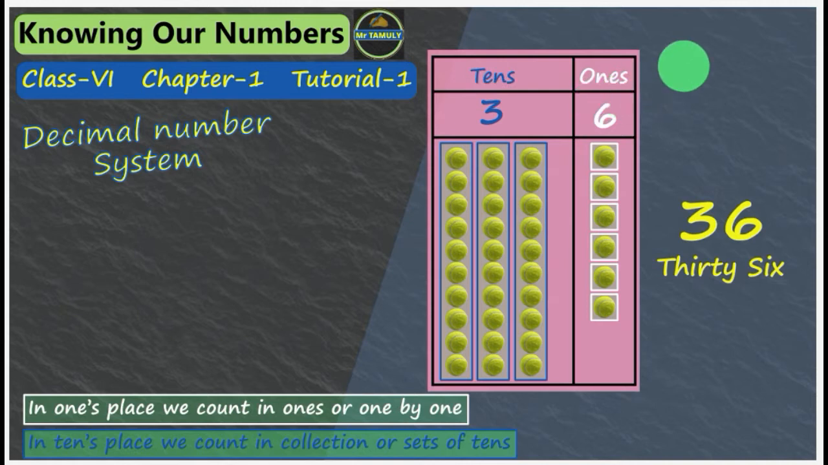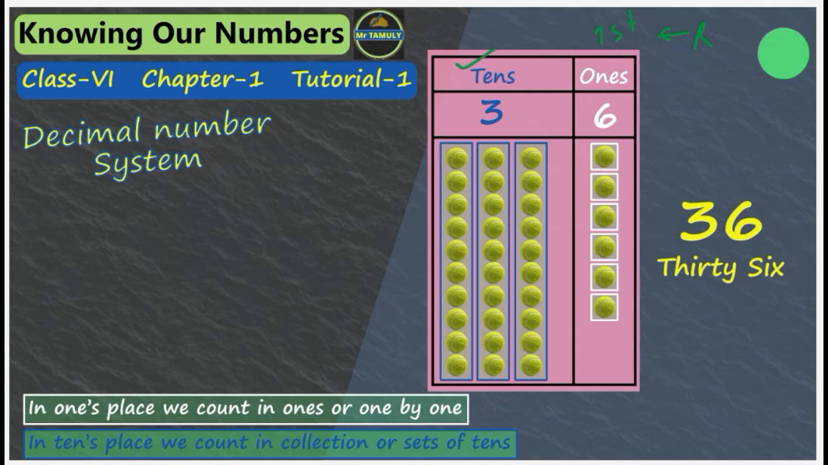The first digit from the right is called the ones place, the second digit is called tens place, and likewise the third digit is hundreds place, and the fourth one is thousands place. So you know this. Now we shall try to understand the structure of the number 36.